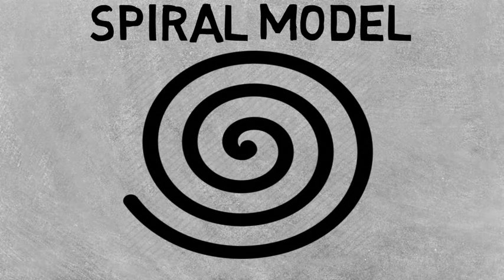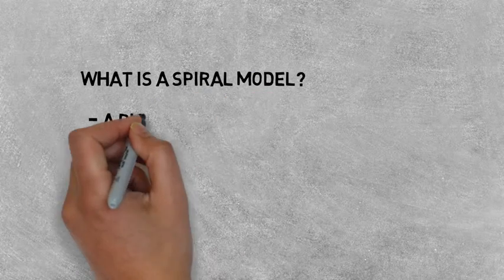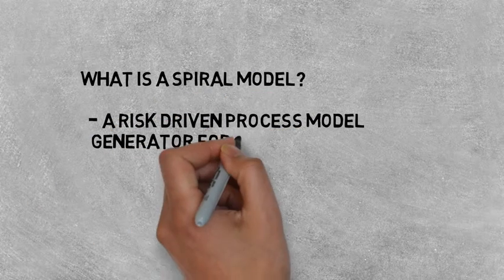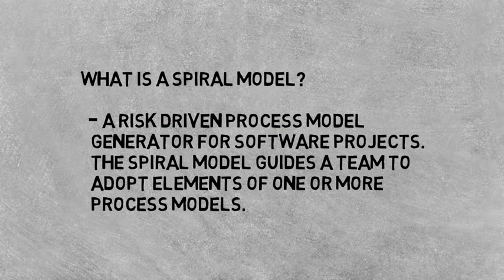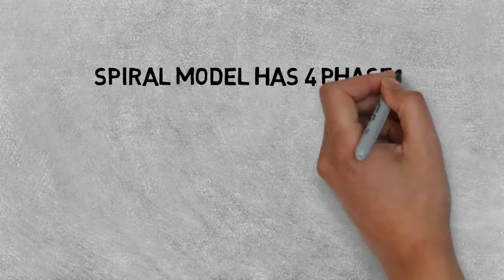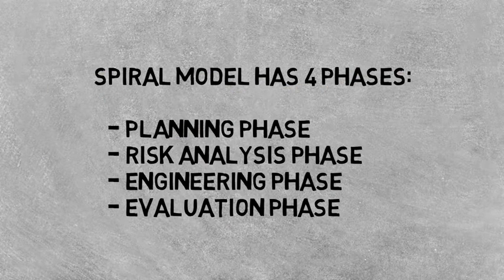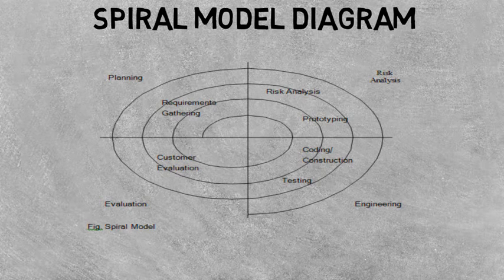So, what is a spiral model? Spiral model is a risk-driven process model generator for software projects. It guides a team to adopt elements of one or more process models. Spiral model has 4 phases: the planning phase, risk analysis phase, engineering phase and evaluation phase. As you can see in the diagram, the line starts at the planning phase and it ends at the evaluation phase.